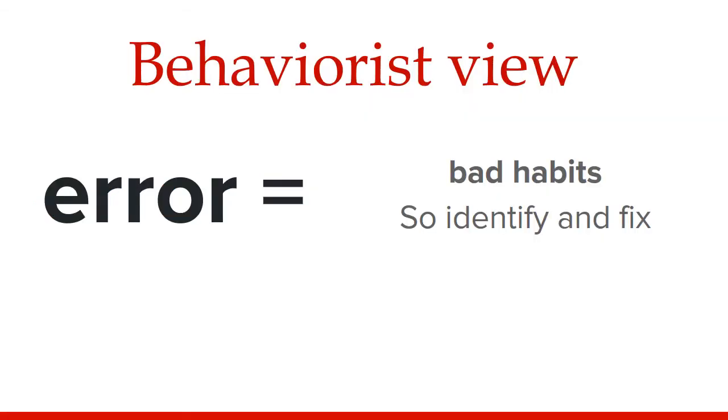So a behaviorist view of an error is that an error is a bad habit. So we need to identify what are likely to be the common errors, usually by contrasting the learner's native language and the language that they want to learn, and identify here's where we think they're going to make mistakes, and then we try to point out those mistakes and fix them so that students don't make them anymore. So that's one point of view, is just an error is a bad habit. Let's fix it before it becomes an ingrained problem.